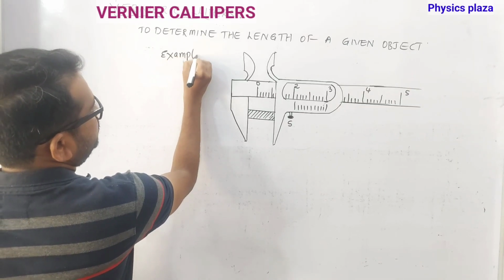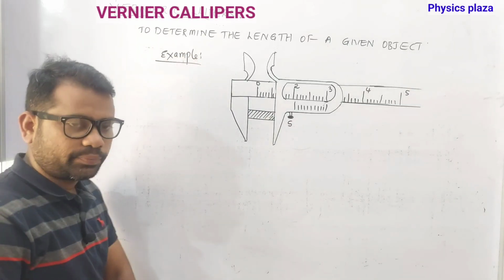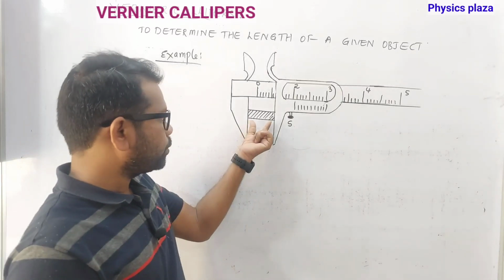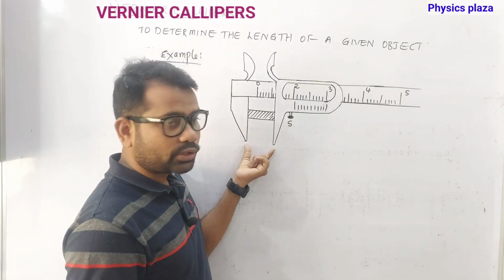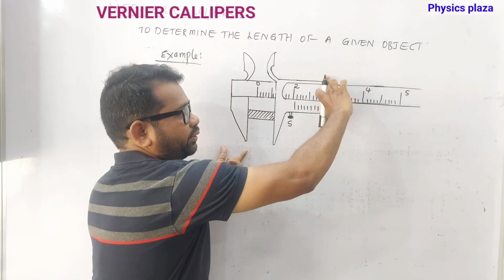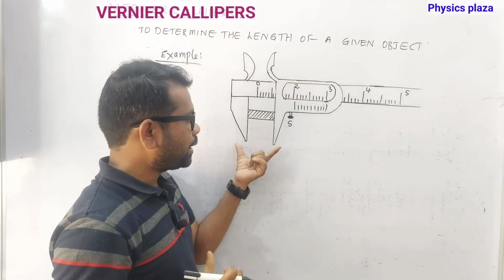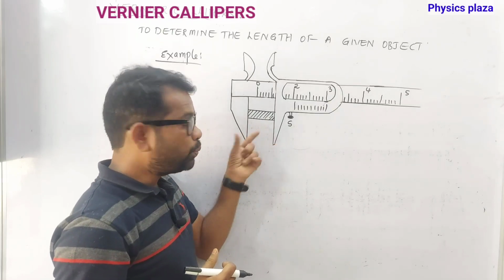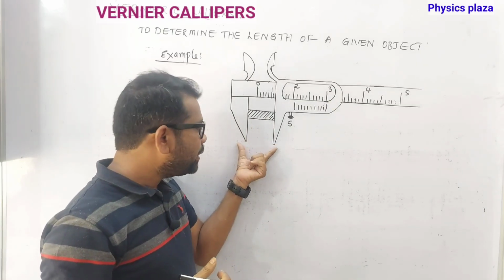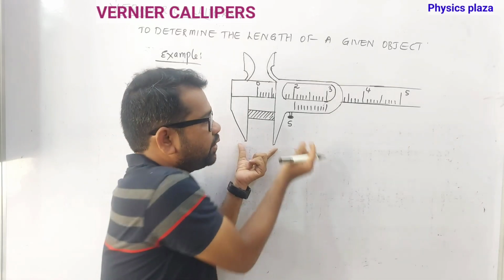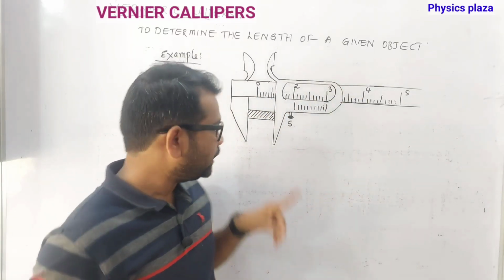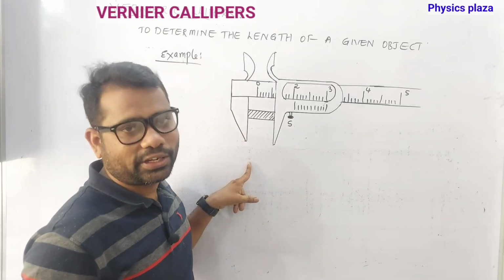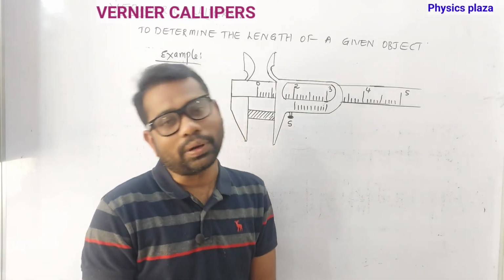So what we have done here, children: a cylindrical object is given. We just have to keep it in between these external jaws, and we have to bring this scale so that the object is held tightly between the two external jaws. After that, we have to fix this screw so that it can't be moved and it won't fall. It is fixed, it is held properly.